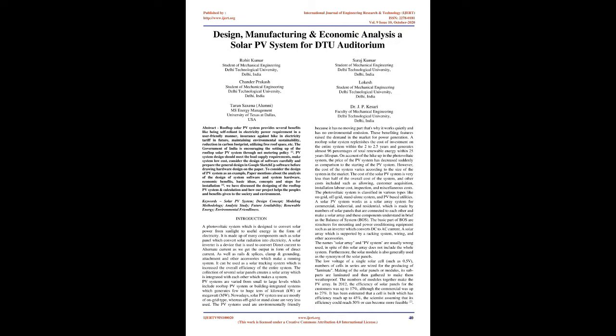PV system design should meet the load supply requirements, make the system low cost, and consider the design of software carefully, and prepare the general design in Google SketchUp software before drawing the hardware design on paper. To consider the design of a PV system as an example, the paper mentions the analysis of the design of system software and system hardware, economic benefits, basic ideas, concepts, and steps for installation.